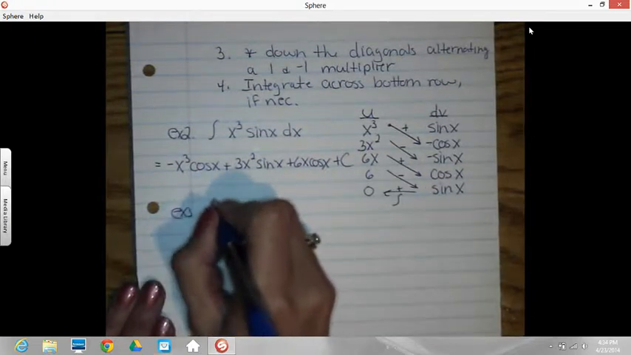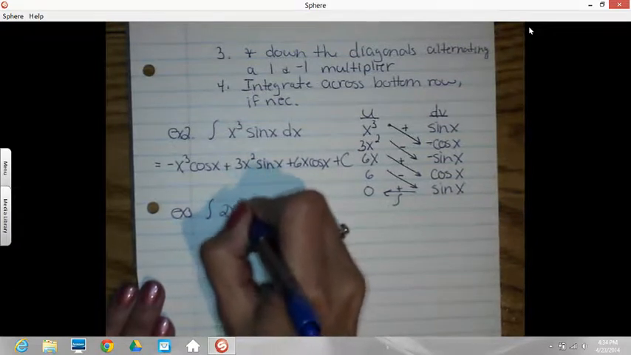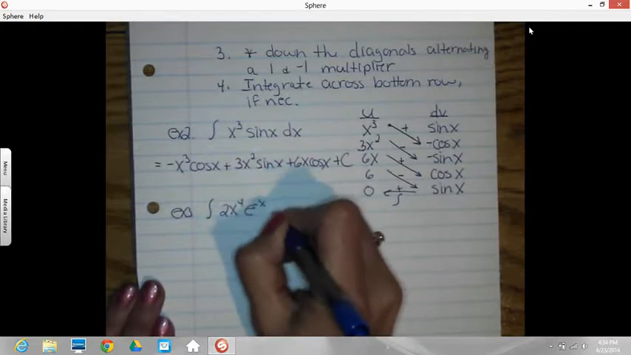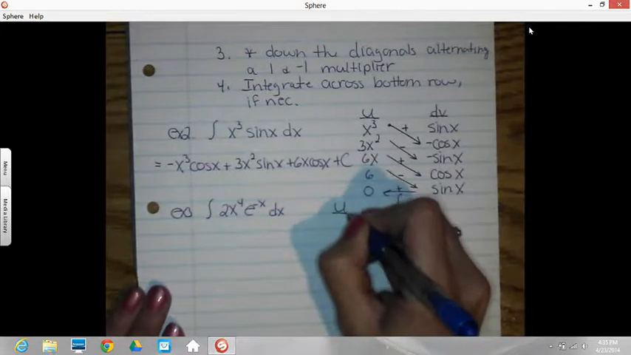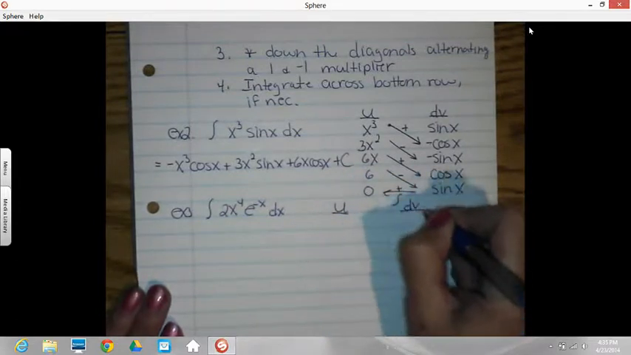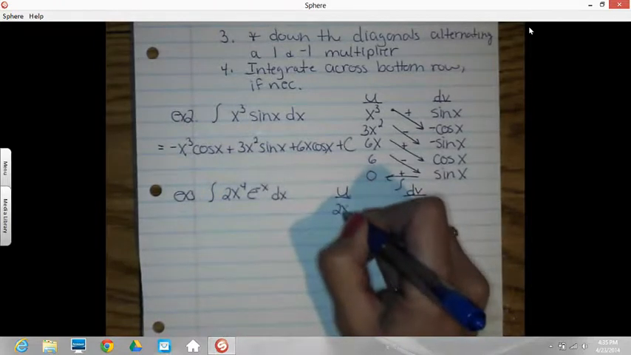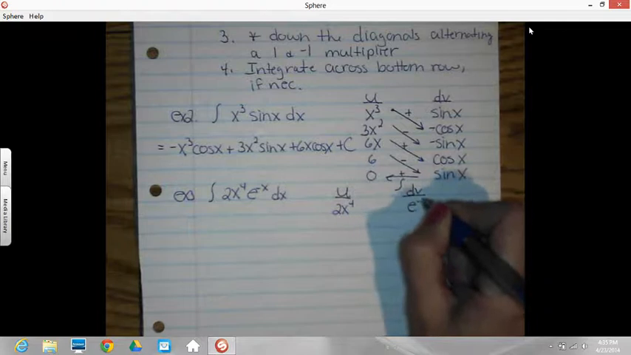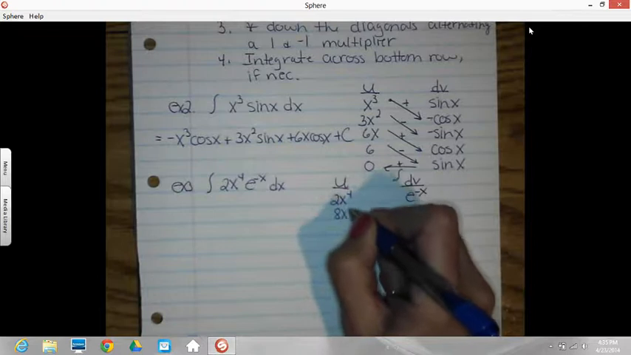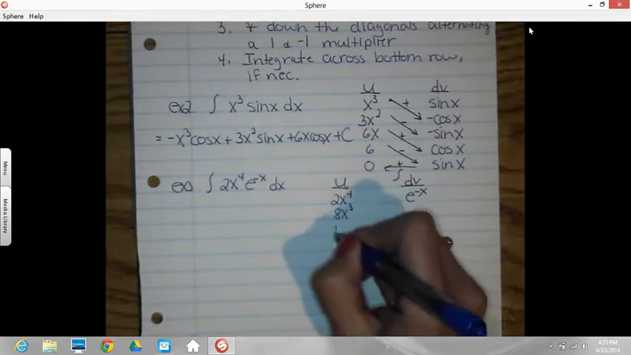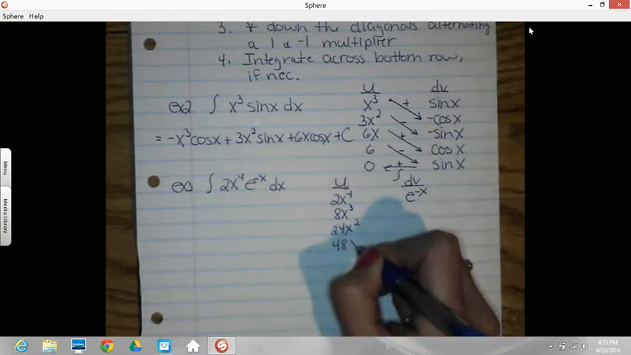number 3. Let's go with 2x to the 4th e to the negative x dx. Okay, u dv. Okay, I'll let u equal the x term, 2x to the 4th, and dv equal e to the negative x. Okay, derivative. This will be 8x cubed, 24x squared, 48x, 48.